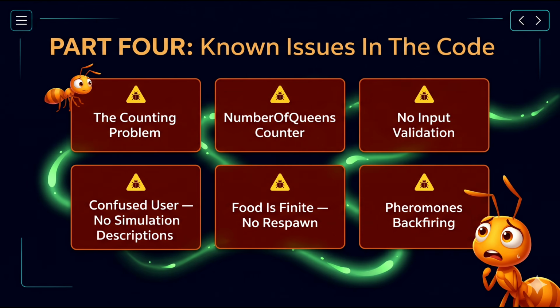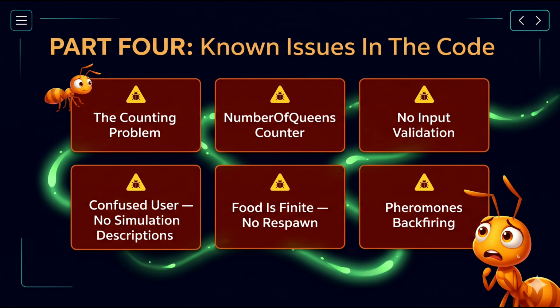Bug 5 is that the food is finite. Once food on the grid is eaten, no new food appears. In every simulation, the ants will eventually consume all available food and die out. The simulation does not model any food regeneration, and this is a design limitation. Not necessarily a coding bug, but it means that all simulations end the same way, with the population collapsing.